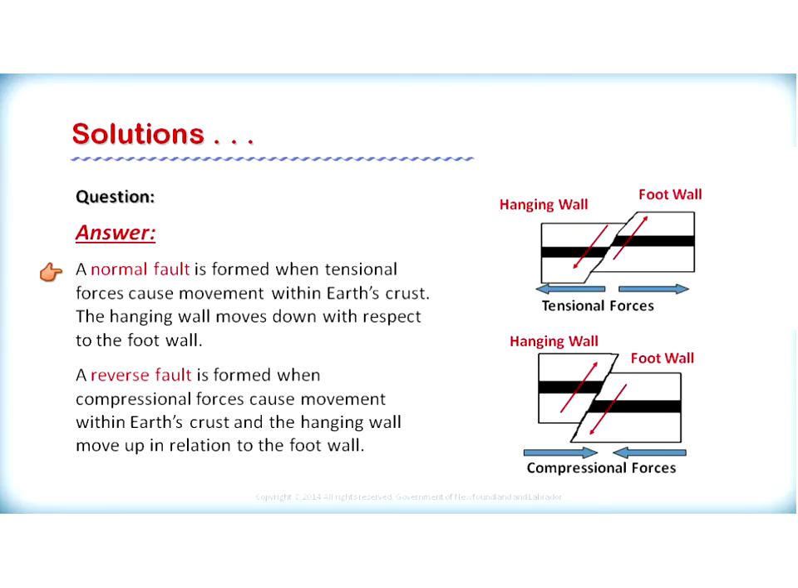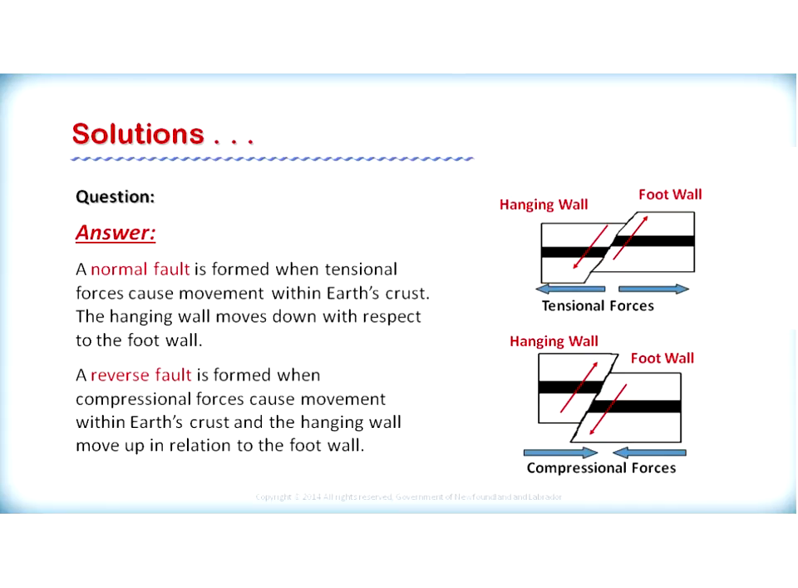A normal fault is formed when tensional forces cause movement within Earth's crust. The hanging wall moves down with respect to the footwall. Those two points describe what a normal fault is. And if we look to the right, we see a diagram which represents a normal fault. We see the hanging wall, which is the part of the fault located above the fault plane.